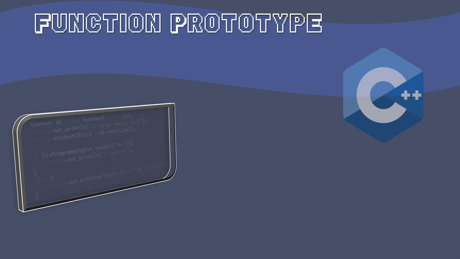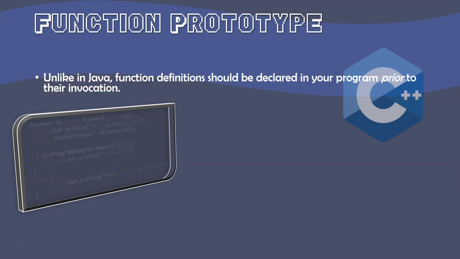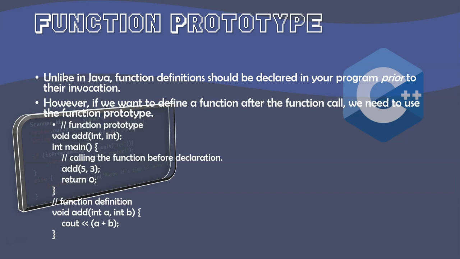Now, we also need to discuss function prototypes. Unlike in Java, function definitions should be declared in your program prior to their invocation, which means the main method should always be last. However, if we want to define a function after the function call, we need to use a function prototype. You can almost think of this as like interfaces in Java and some of the method stubs that we might create. It's a similar thing. So here we have a function stub, if you will, of void add int, and it's saying we're expecting a void function called add, and it's going to take in two integer types.